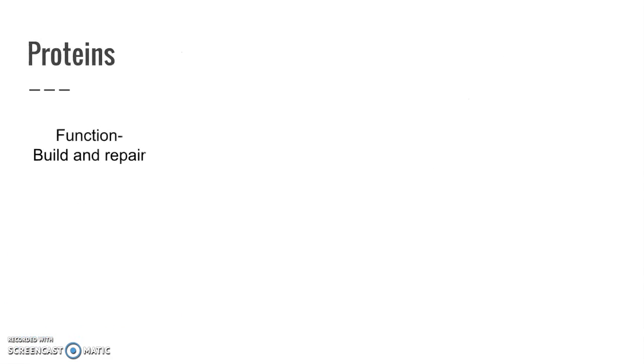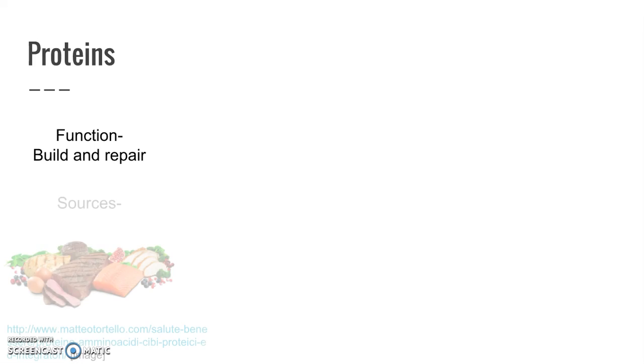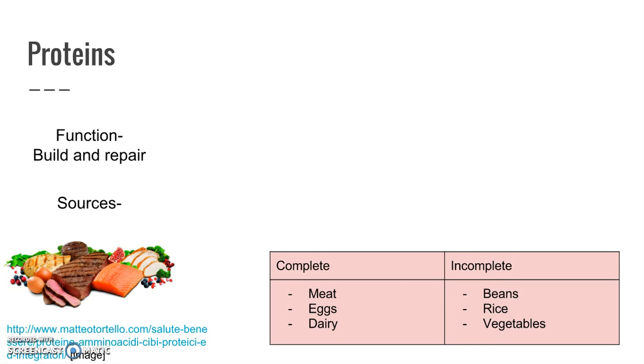The function of protein is to repair and build new cells in the body, and also they are building blocks for bones, skin, muscle, cartilage, and blood. The 2 types of protein are complete and incomplete. Examples of complete are meat, eggs, and dairy, and examples of incomplete are beans, rice, and vegetables. Complete proteins contain all 8 essential amino acids, whereas incomplete don't.